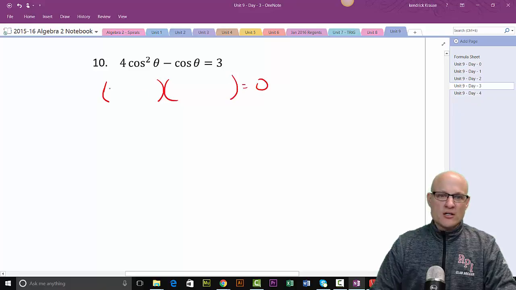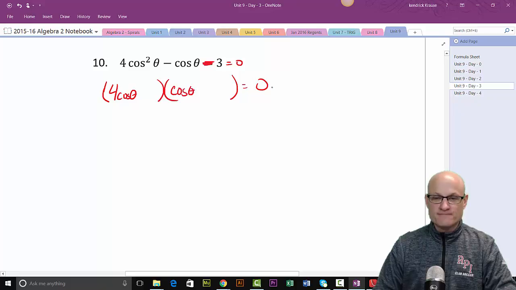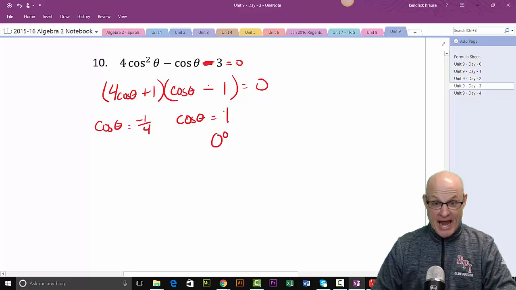Oh, forgot to bring the 3 over. So minus 3 equals 0. So I'm going to go for cosine because I'm pretty sure that's what it is. Hopefully you've paused it and you're just doing it now. Plus 1, minus 1, plus 1. So I get cosine theta equals negative 1/4 and cosine theta equals 1. Well, I know this is 0 degrees again, but the 1/4, I got to go to the calculator.